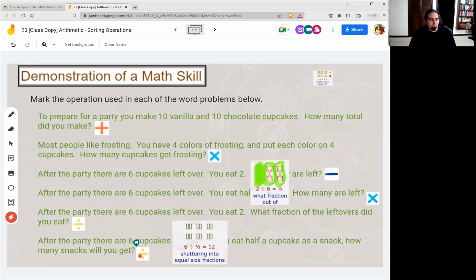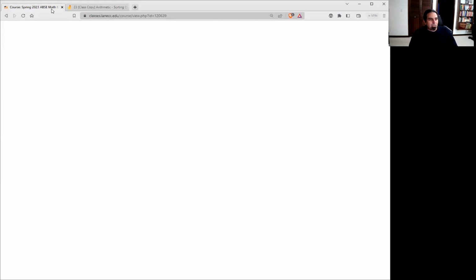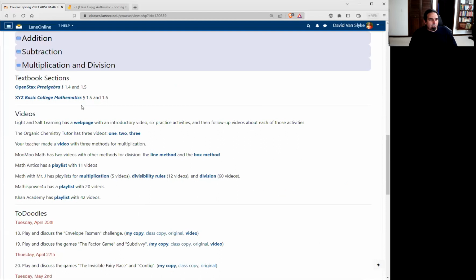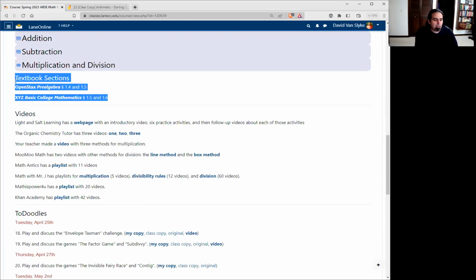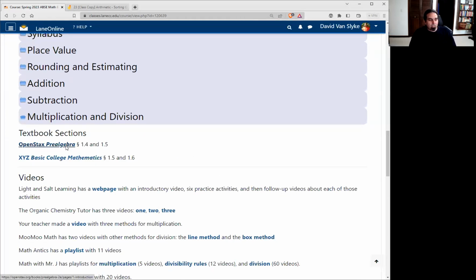So why is this a good thing to do? Think about the action words. And if it helps you, think about the pictures. And it's easy to find word problems. You can go to the top of any topic to look at the textbook sections. Let me make that bigger. And click on these and go to the textbook. You can look for word problems online.